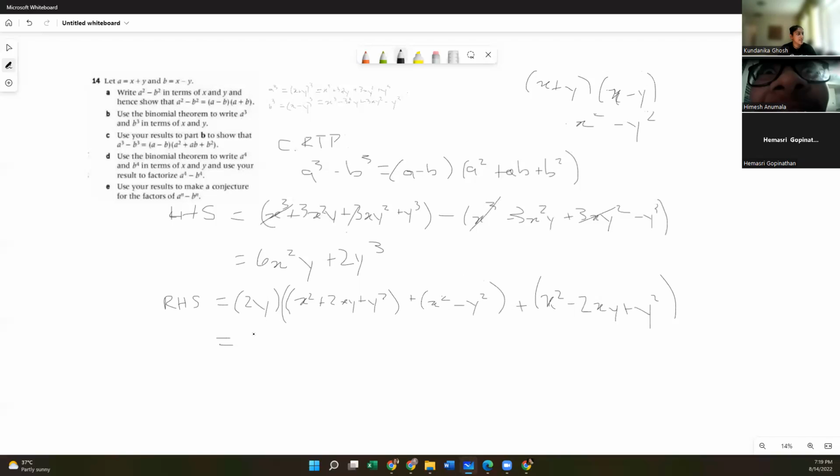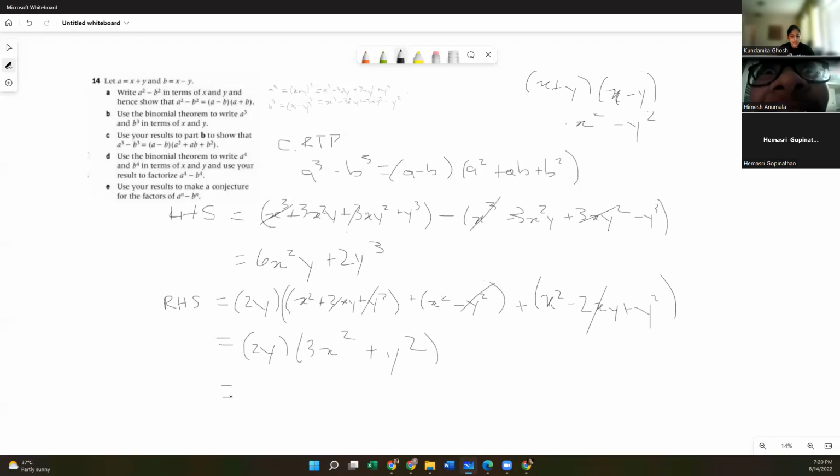Now first we're going to combine like terms in this part. So we have x squared over here, x squared over here, and x squared over here. You should get 3x squared. Plus 2xy. No xy terms over here. And then minus 2xy, so those will cancel. Plus y squared minus y squared plus y squared. Those two will cancel, and you're just left with plus y squared. So what you're left with is 2y times 3x squared plus y squared.